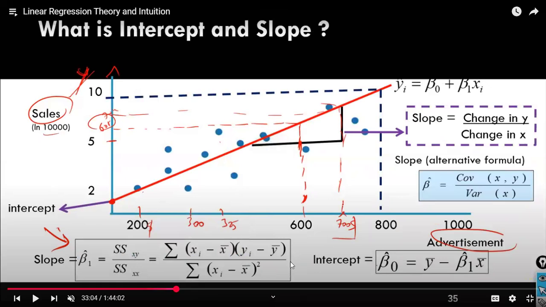So these are the formulas, okay? You can use different formulas. Either you can use covariance of x comma y over variance of x, or you can use this one: x minus x bar, y minus y bar divided by x minus x bar whole squared. Okay, so x is nothing but the independent variable, in this case advertisement values. Y is your sales, and x bar is the mean of your advertisement, y bar is the mean of your sales. Okay.